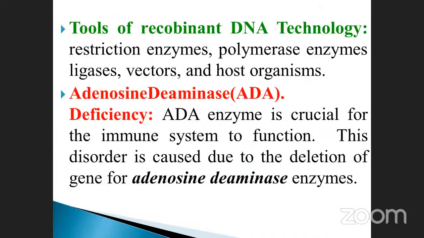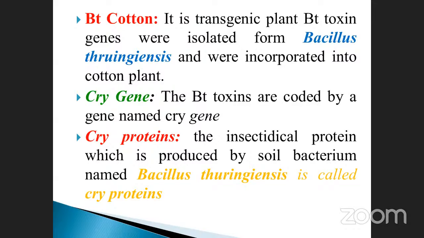Okay, so next, BT cotton. This is also another important topic. BT cotton is nothing but Bacillus thuringiensis. Both of you, Dhanalakshmi as well as Ajay, please note the microorganism. This is very, very important. Bacillus thuringiensis cotton is a transgenic plant. Don't forget, BT cotton is nothing but transgenic.